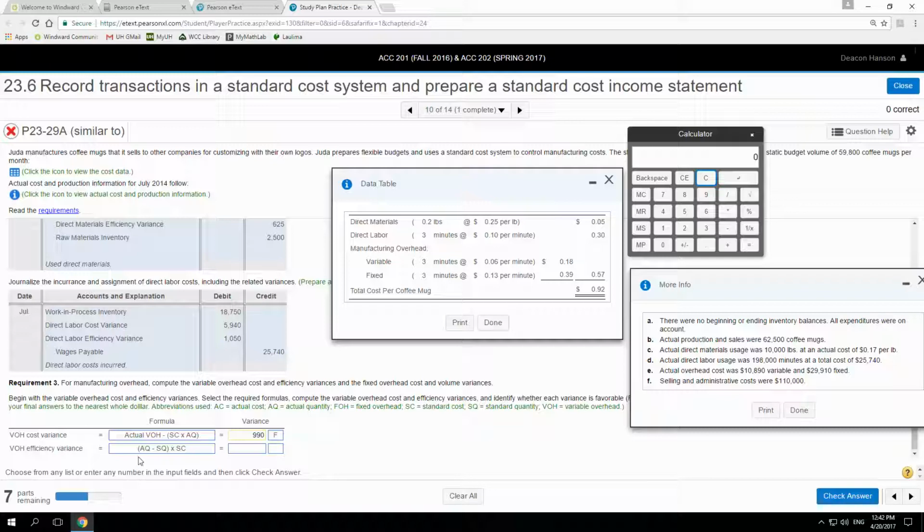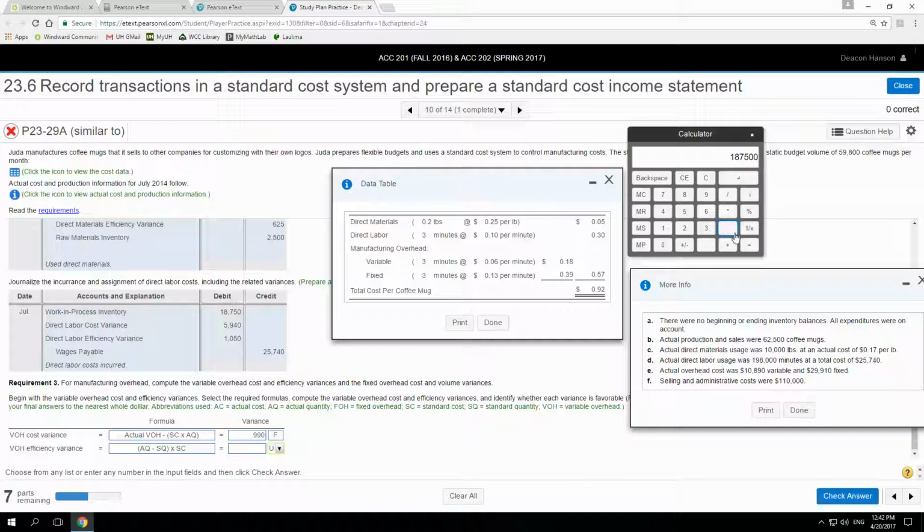Now for the variable efficiency variance, we're going to go actual quantity minus standard quantity. So let's see. Actual quantity is 198,000 minutes, and the standard quantity for variable is 3 minutes per mug. So 3 times 62,500 mugs. So the standard is 187,500. The actual is 198,000. So that's going to be unfavorable because the actual is more than the standard.